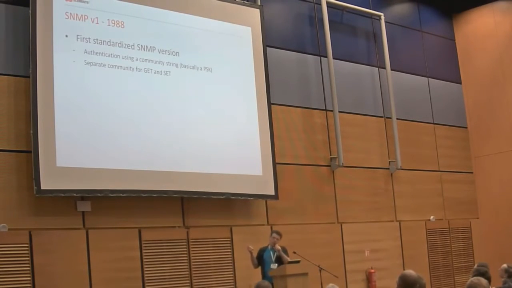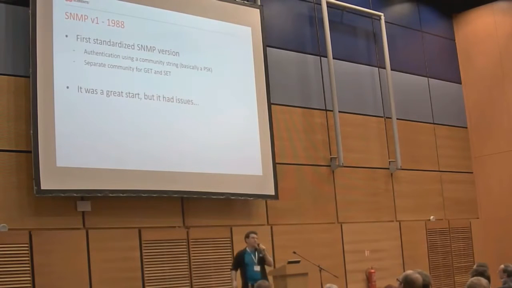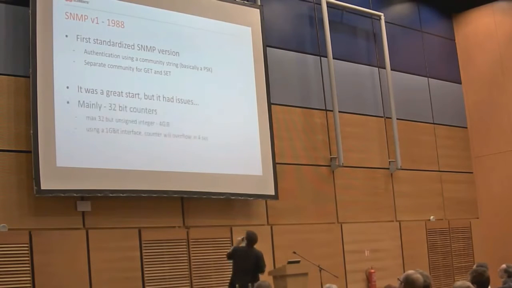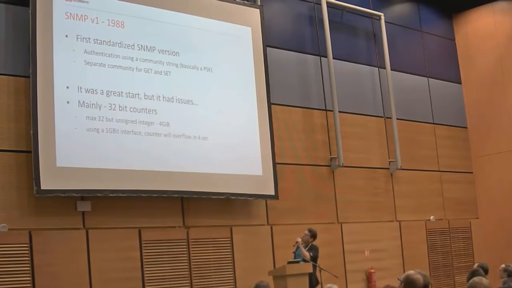And you can have separate communities for get and set, so you can have separate pre-shared keys for get and set. It was a great start for 1988, but today we are 27 or so years later, so it has many issues for usage today, mainly 32-bit counters. The maximal 32-bit unsigned integer is 4 gigabytes. So if you have a 1 gigabit interface, the counter will actually overflow in 4 seconds. Hence, please do not use SNMP version 1 anymore, under any circumstance, hopefully.